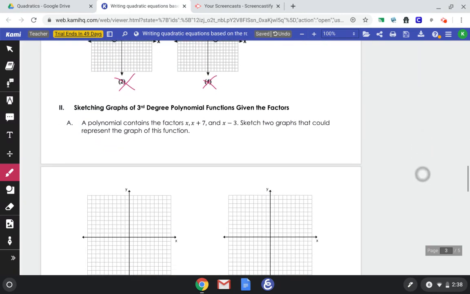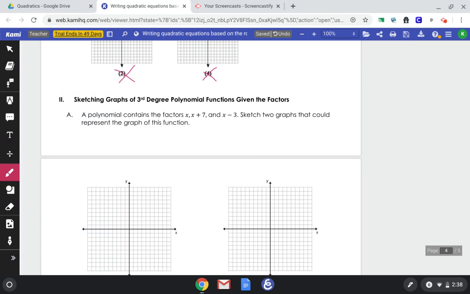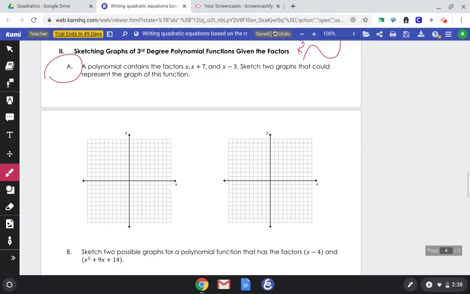Okay, third degree polynomial. A third degree polynomial is where you would have x to the third power. A third degree polynomial is going to have two curves. So when we're thinking about a third degree polynomial, you could have 3 roots. You could have 3 zeros. It's going to cross that x-axis at 3 points. So let's look at letter A here. There's 2 different graphs this possibly could look like. It's saying that we have our 3 factors.